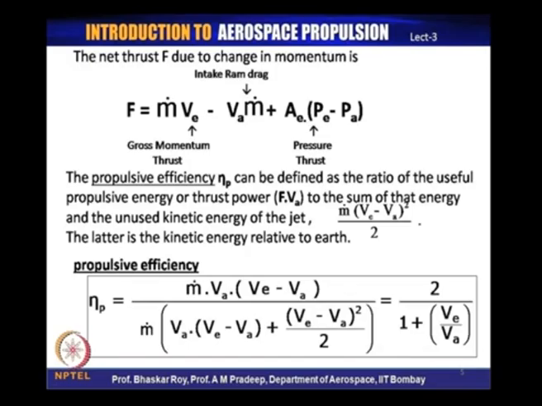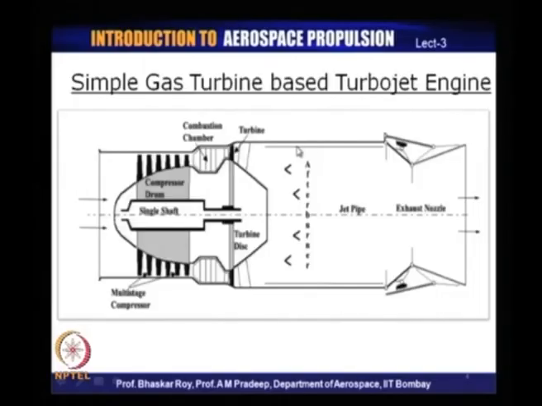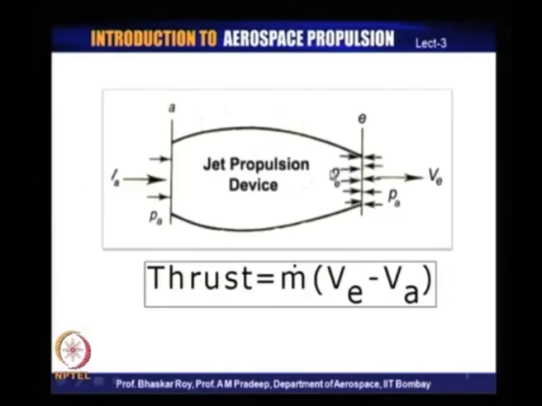This is normally the component which is produced by the incoming flow, and this is often referred to as the intake ram drag. So, the difference of the two is the net thrust that is normally produced by any propulsive device because of the change of momentum. So, this is the incoming momentum, this is the outgoing momentum, and the difference of the two is the net momentum thrust.